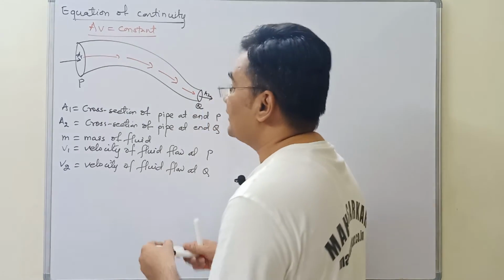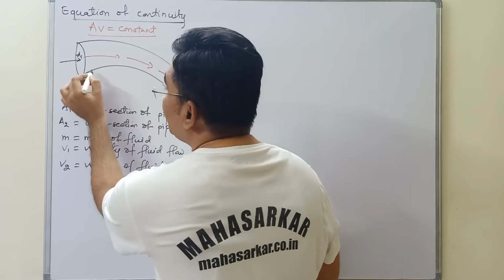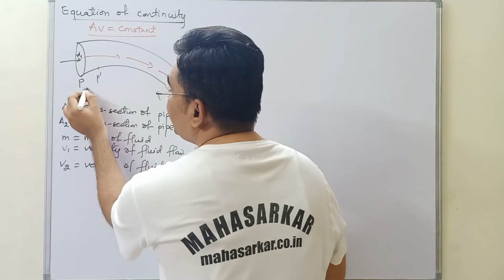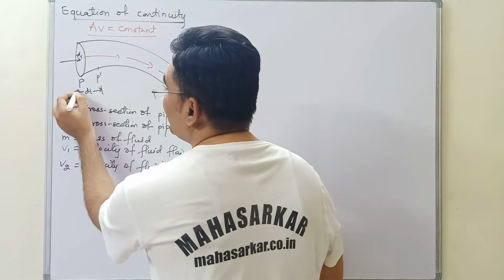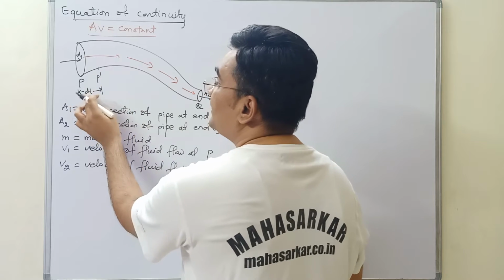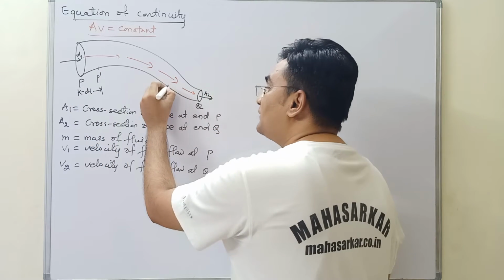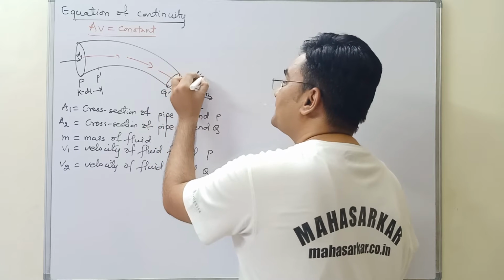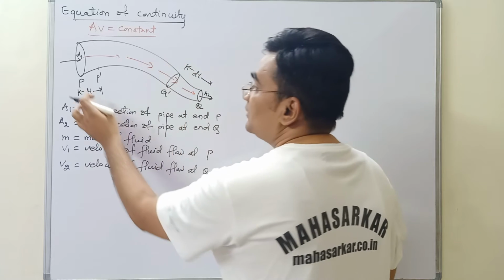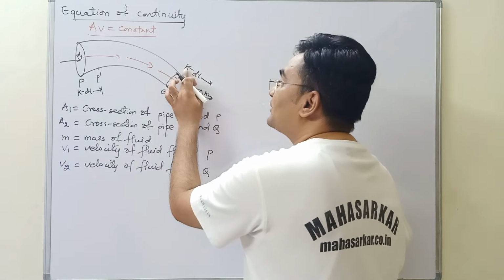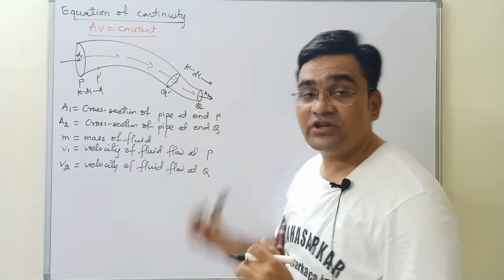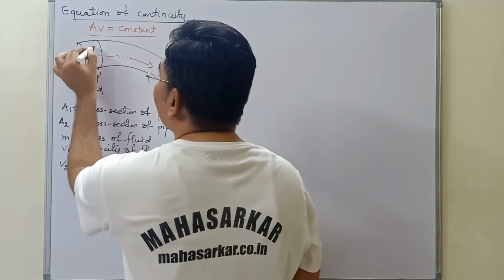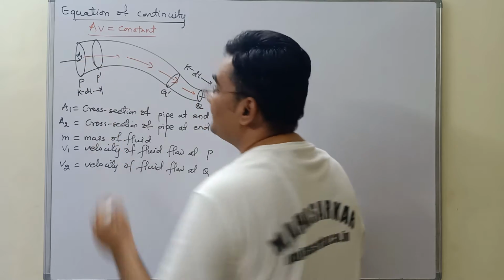Now consider that particles of fluid from P travel to P dash in time dt. And again particles of fluid travel from Q dash to Q in the same time dt. So the time interval from P to P dash is same as the time interval from Q to Q dash. But in those time intervals, definitely they are not going to travel the same distances.